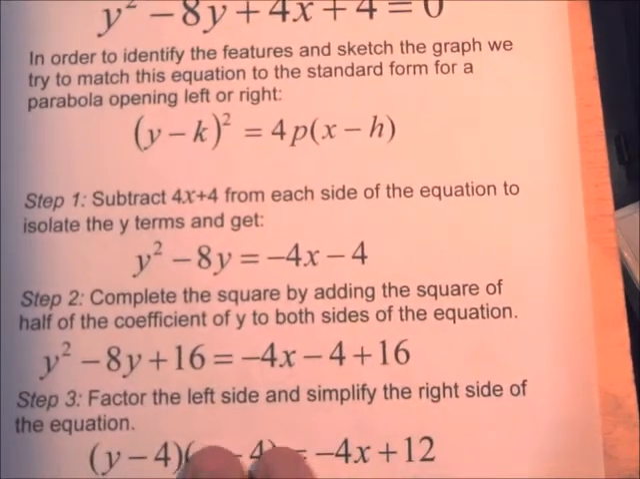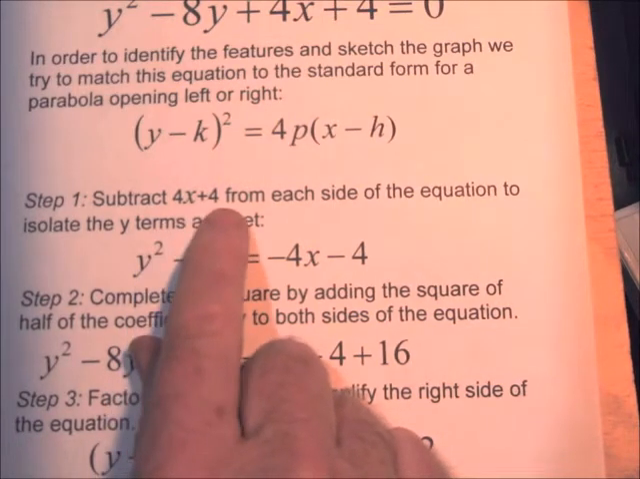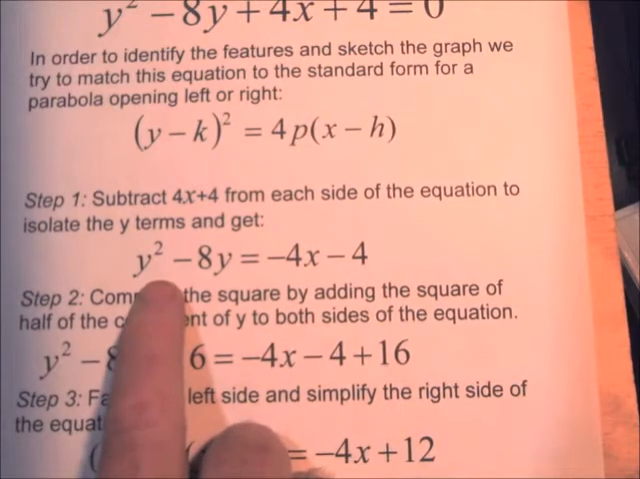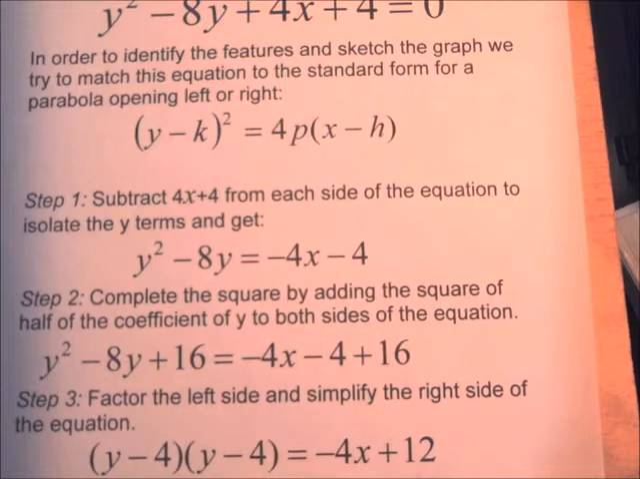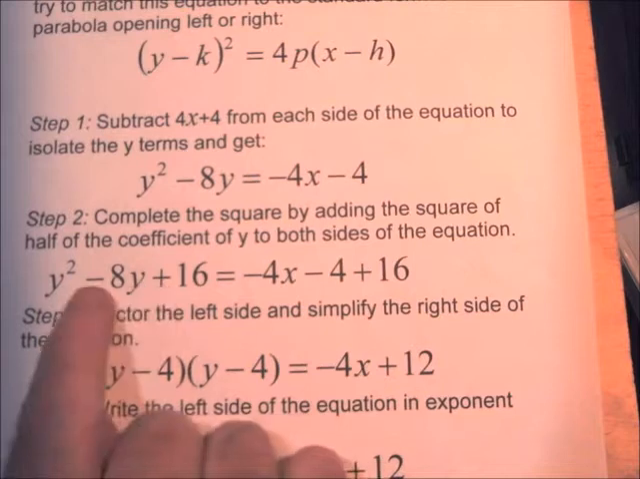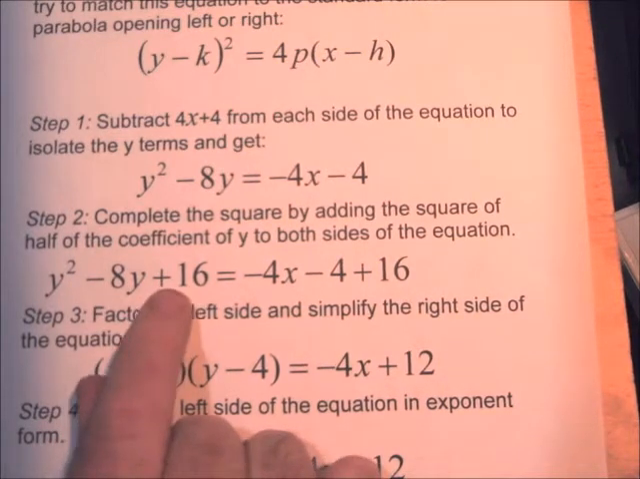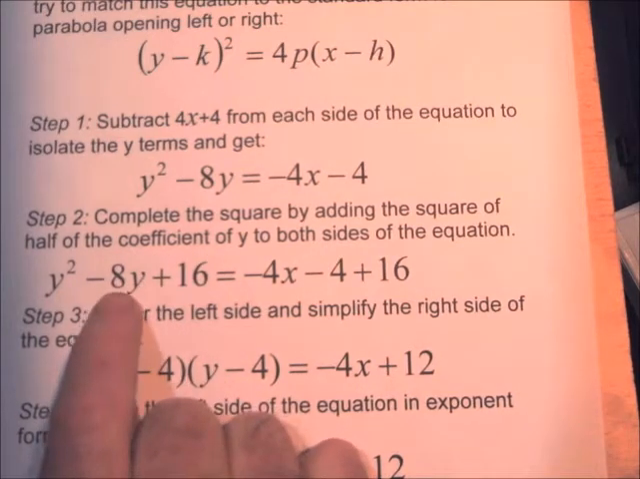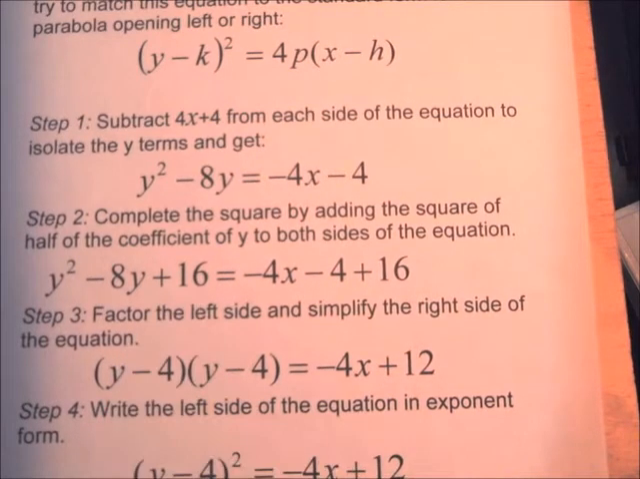Step 1, we want to isolate the y terms. So we want to subtract 4x plus 4 from both sides of the equation. That will change the sign. That will give us y squared minus 8y equals negative 4x minus 4. Next step, we want to make the left side of the equation into a perfect square by completing the square. Take half the coefficient of y, which is half of 8 is 4, and square it. 4 squared is 16. Add 16 to both sides of the equal sign.